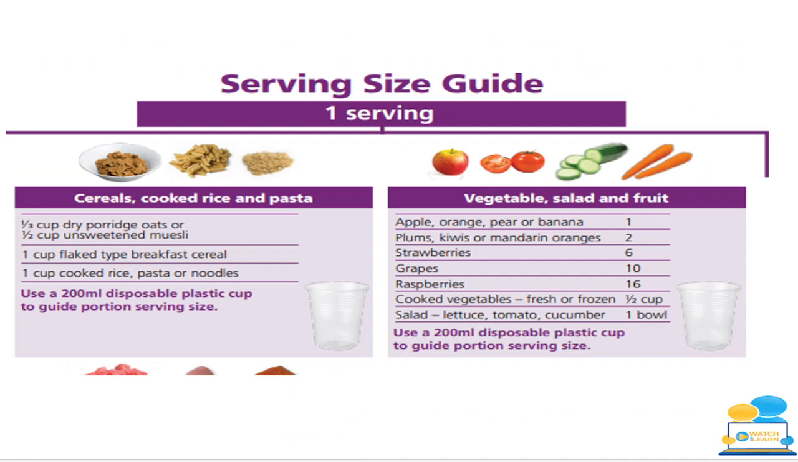So a serving is this, in general, most Irish people are shocked about this. So a serving is 16 raspberries or 6 strawberries or half a cup of cooked rice. So whether that's your brown rice or your normal white rice. Okay.